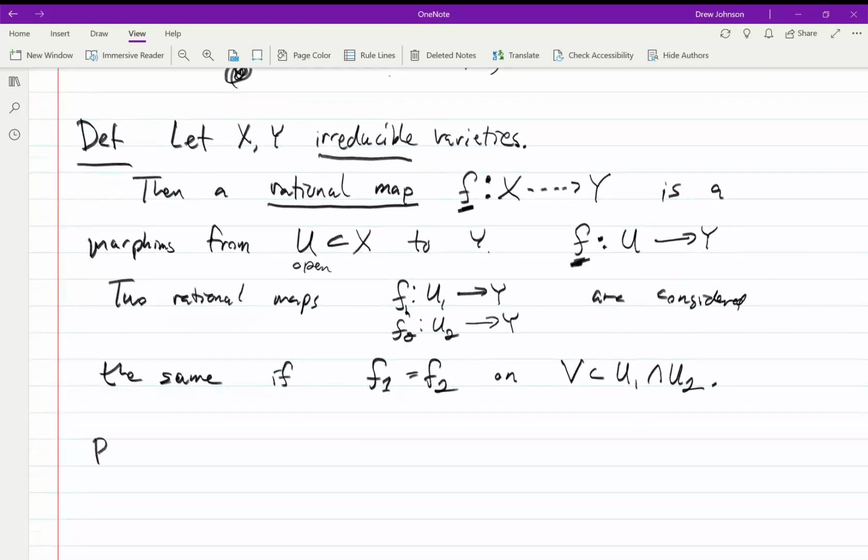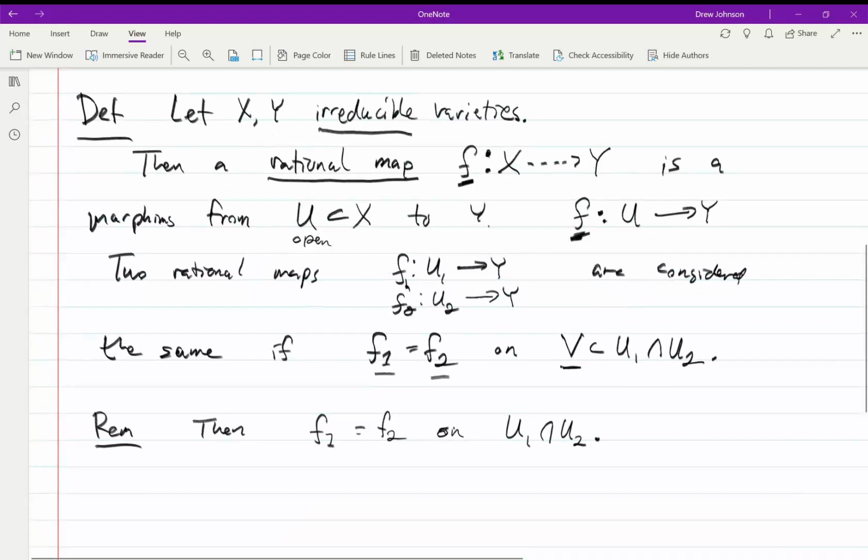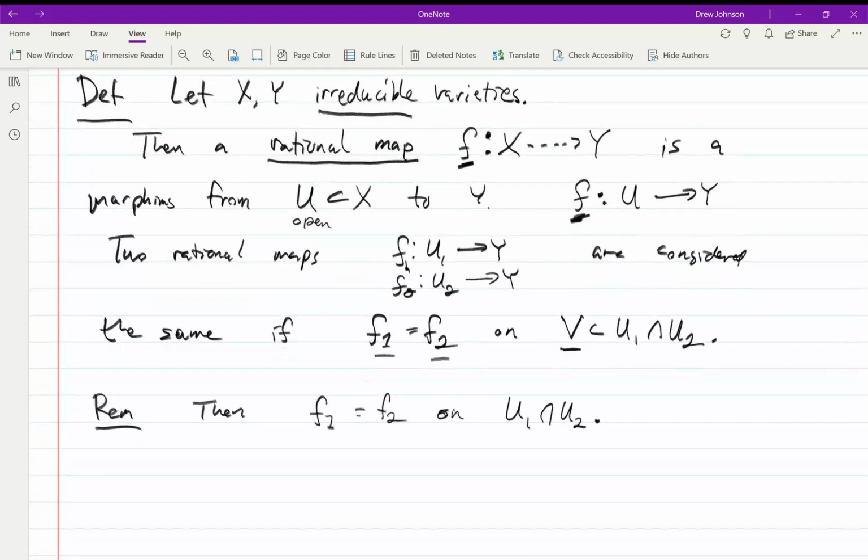Let me give you one quick remark: in the case that f1 is equal to f2 on V, then actually f1 equals f2 on all of the common domain of definition. Why is that? Well, we had a lemma a while back that the locus where two functions agree is a closed subset. So if they agree on an open dense subset, they must agree on the whole thing. That's what we had.